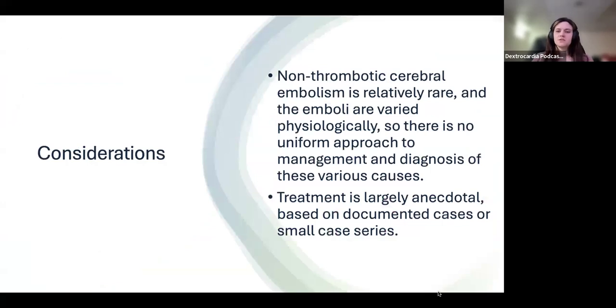So just some general considerations. A non-thrombotic cerebral embolism is relatively rare, and these emboli are varied physiologically. So there's no uniform approach to the management of all these things, as we've discussed. And diagnosis is also different with all these different cases. So treatment can be largely anecdotal, based on the documented cases and small case series that are out there.